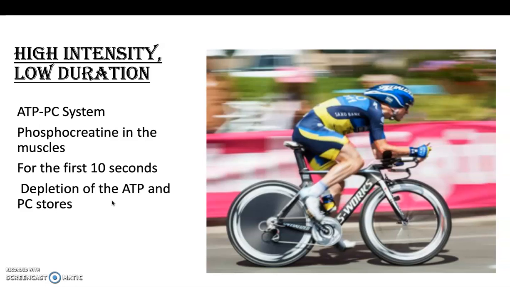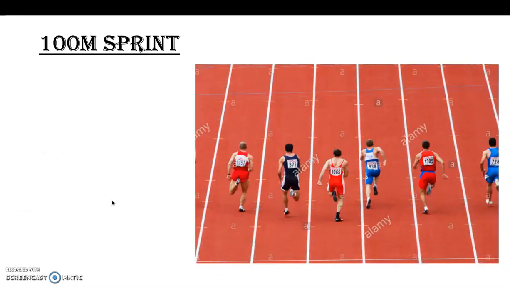So now we're going to move on and talk about the 100-metre sprint as an example. Because it's a maximal sprint, they'll be using the ATP-PC system where the phosphocreatine is stored immediately in the muscles, but it will only provide, as we said, 10 seconds of energy. So then we are forced to use glycogen as the energy provider by the glycolysis system. And as we said, the lactic acid forces the performer not to work at their maximal intensity.